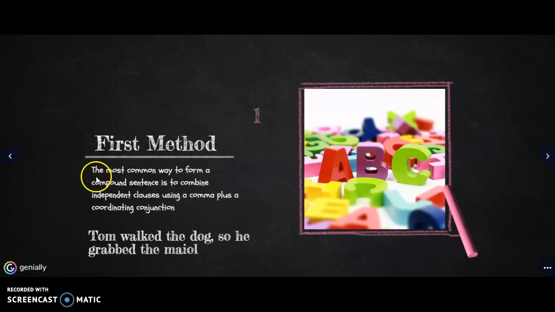First method: the most common way to form a compound sentence is to combine independent clauses using a comma plus a coordinating conjunction. Tom walked the dog, comma, so he grabbed the mail.